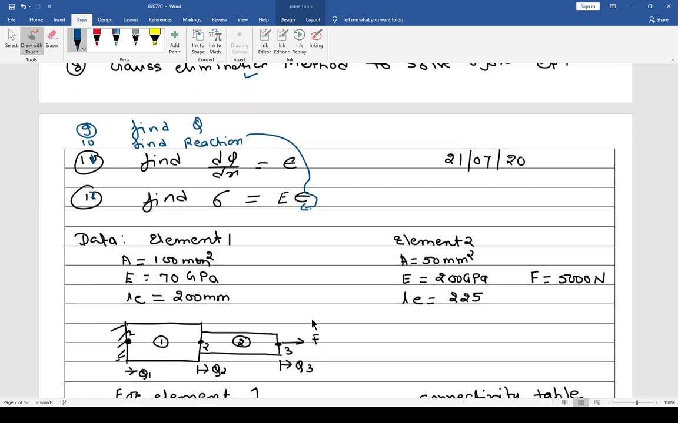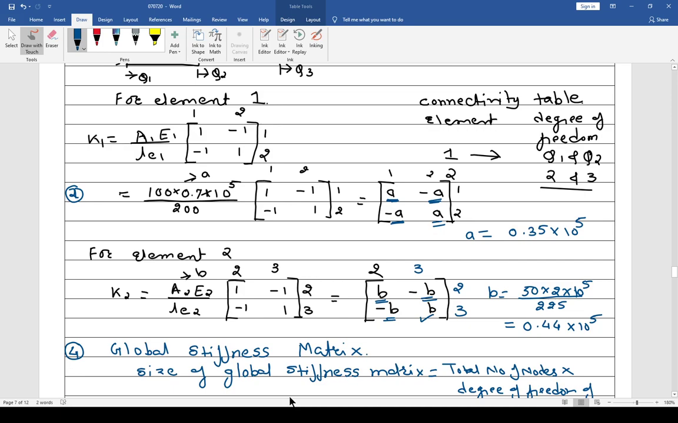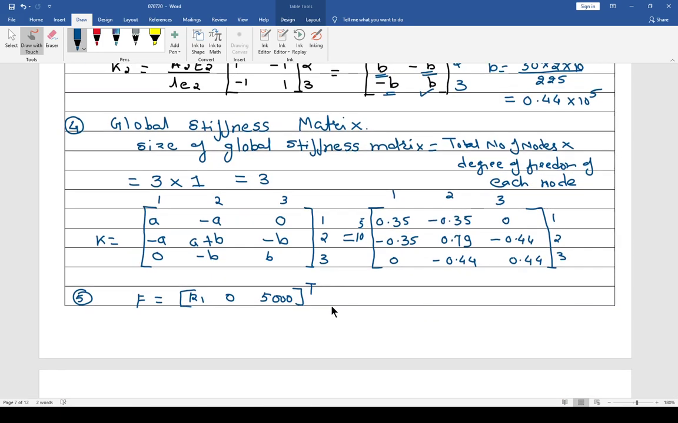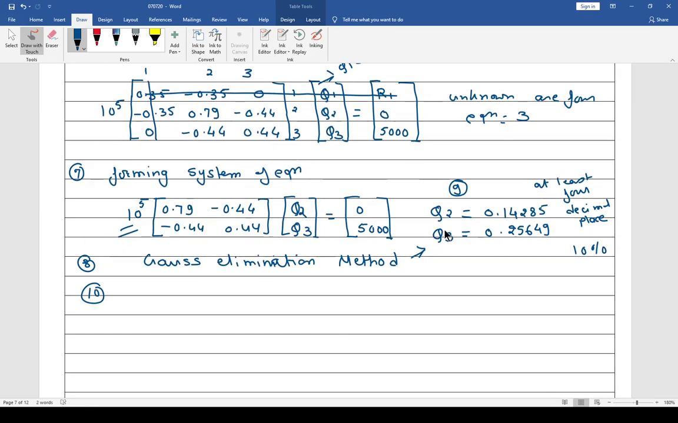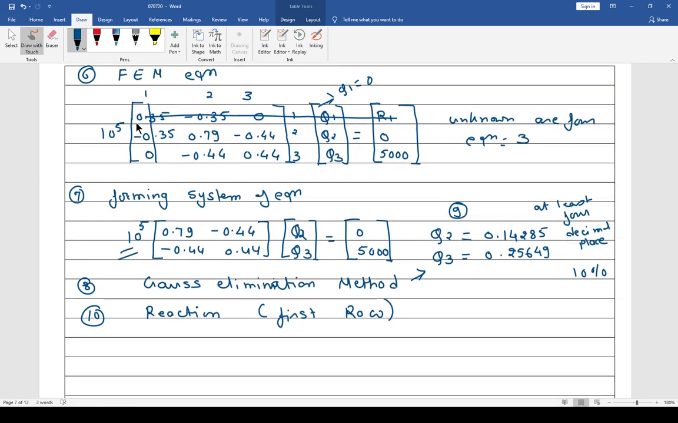Even though it is asked at the end and you can get those values at the end, don't do it. Instantly after getting the displacement values, as soon as you get these displacement values, go for finding the reaction, because here we can realize whether we have solved correctly or not. So the reaction I get from the first row. So it has to be written like this.